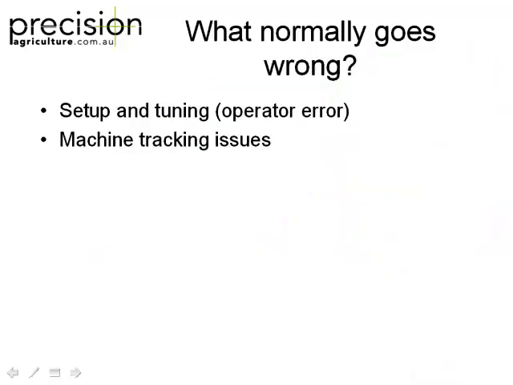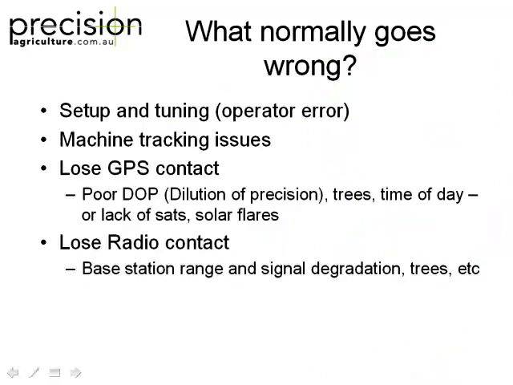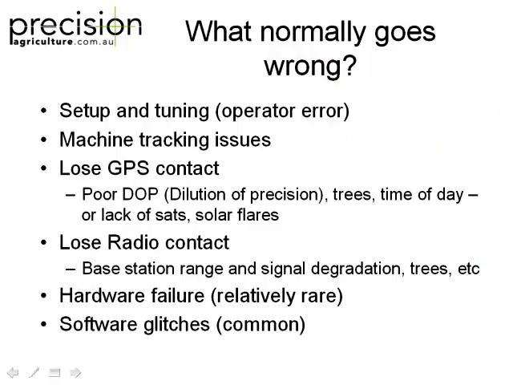Okay, what normally goes wrong? The number one thing we see is just setup and tuning. That's got to be done, and it's very hard to get that right in a lot of cases. Sometimes, like we talked about earlier, some machines don't track properly. So some certain implements, they never knew that they were tracking offset until they got a GPS system. They said, oh, this stupid GPS system doesn't drive straight. Well, it was actually the machine wasn't tracking straight in the first place.